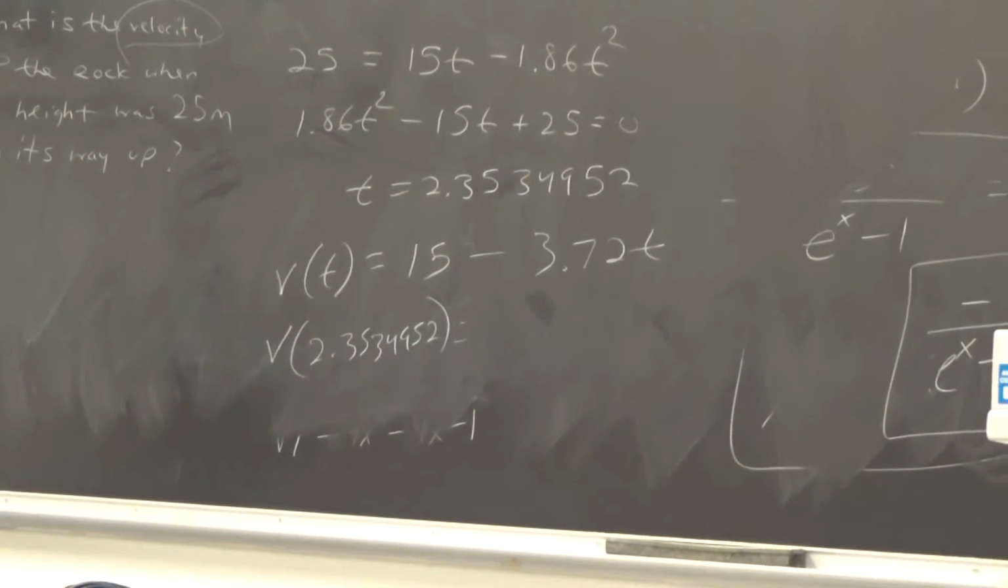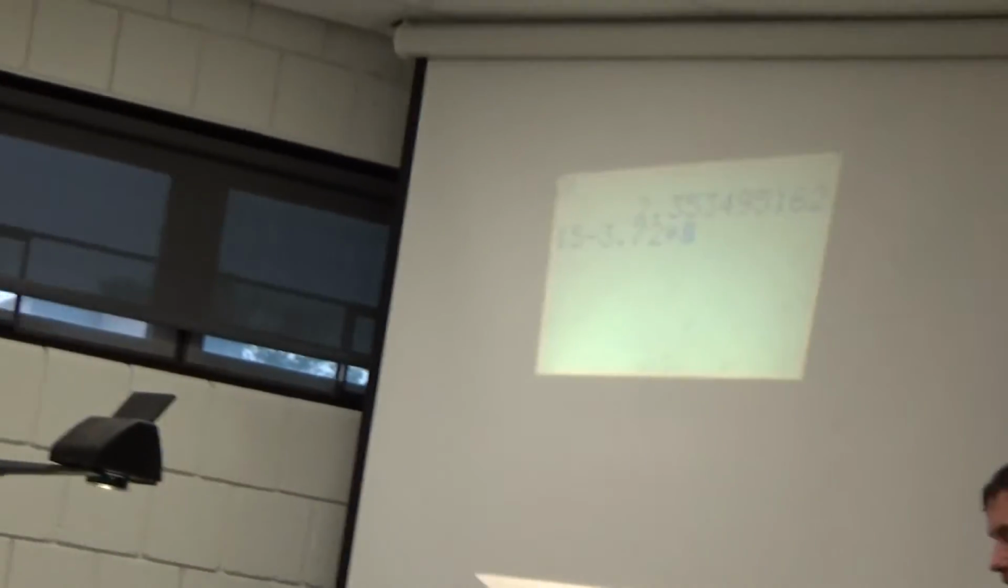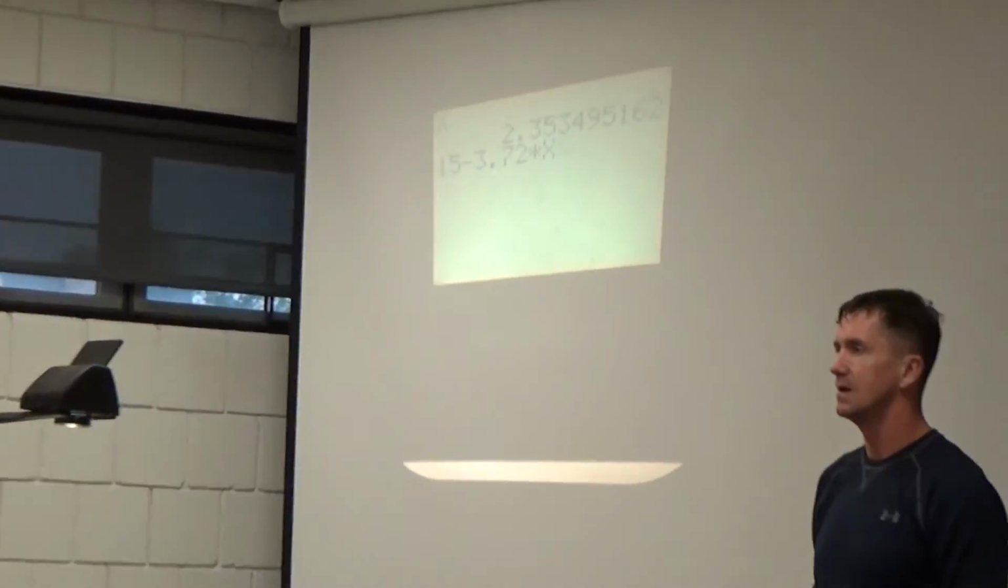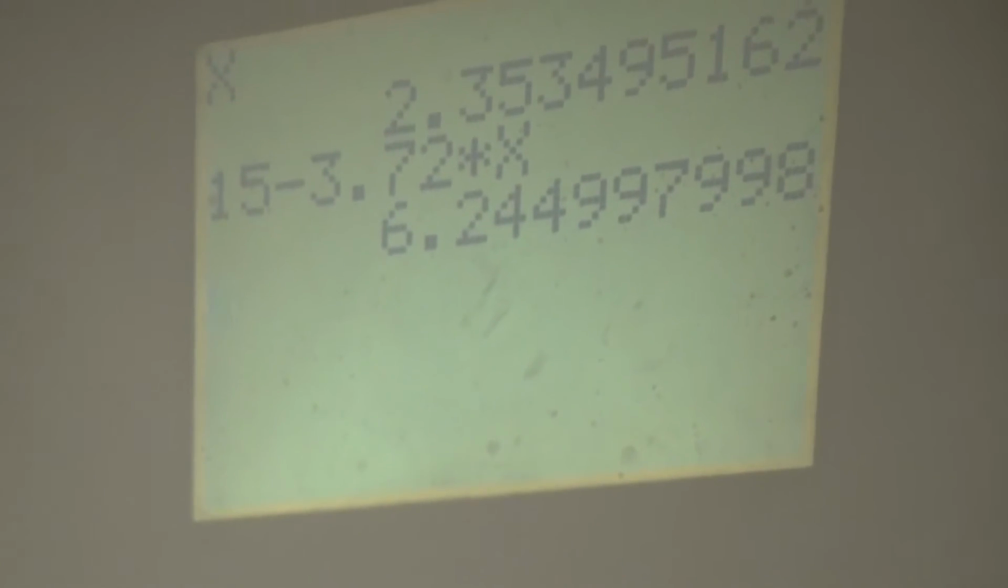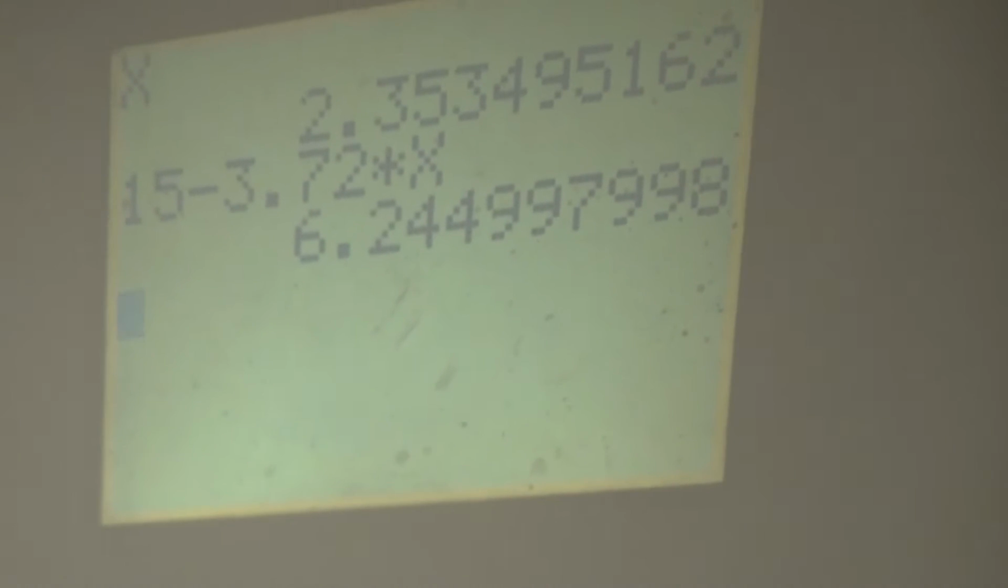15 minus 3.72, watch what I do, times what letter? x. It'll do that for me. Cool, because X is that number. I made sure it was that number. There it is. So the calculator is designed to facilitate this kind of stuff.